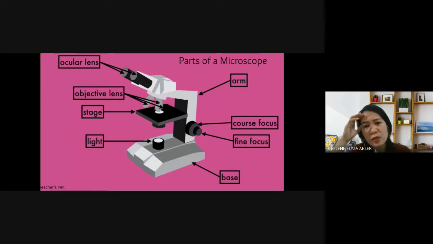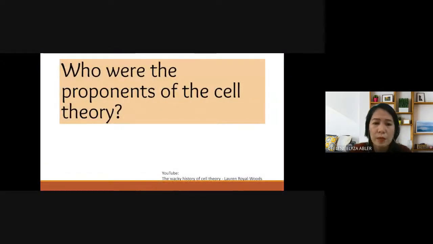Aside from the microscope, we have telescopes. Meron tayong 4 or 5 or 6 of them. Okay? So yun ang mga parts natin for the microscope. There are several other parts you have there in your modules. You can look for that gamit ang modules ninyo. Okay? So, punta na tayo sa cell theory.